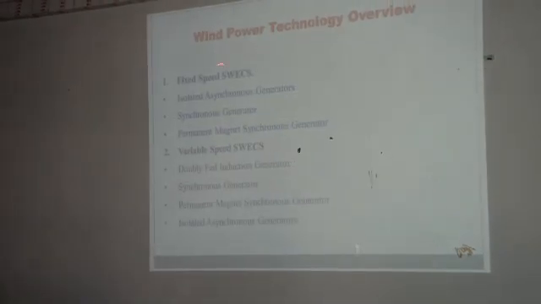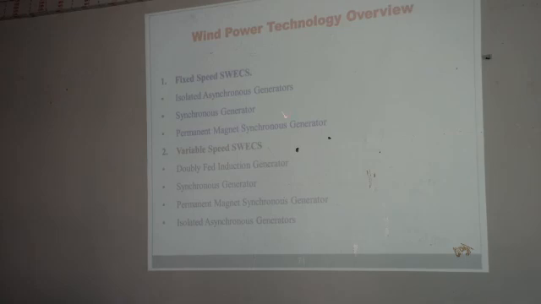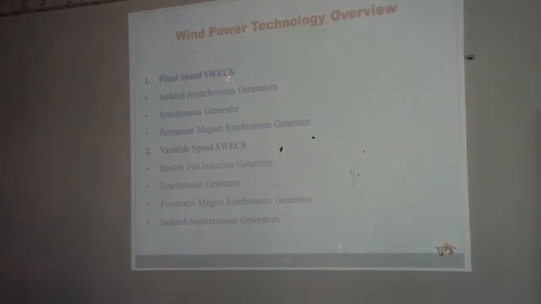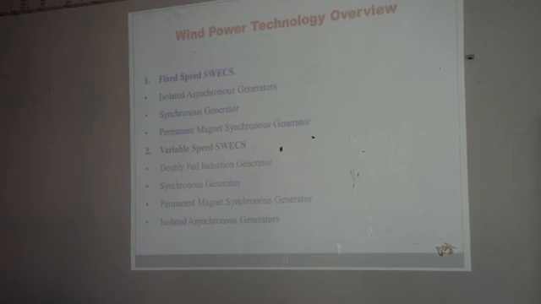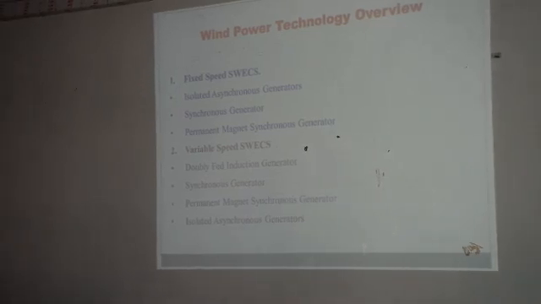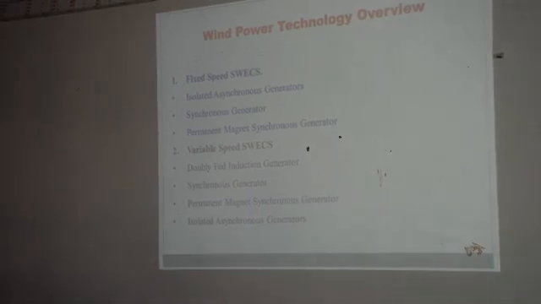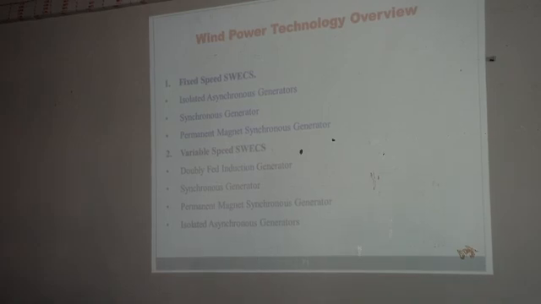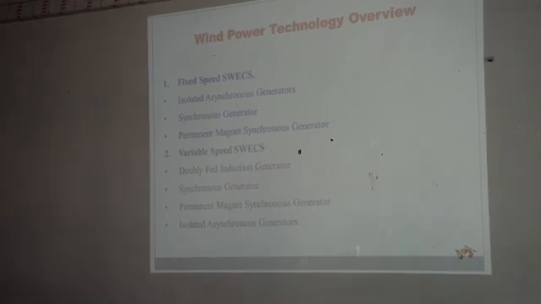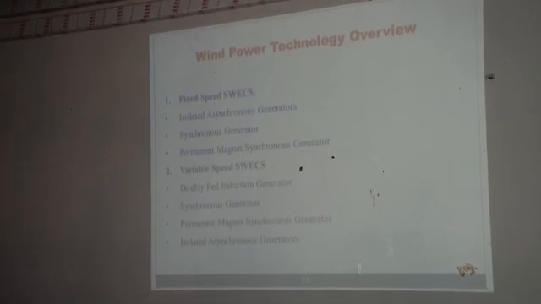So first we come to the wind power technology. These are the technologies which are available, practical technologies. We have a fixed speed wind energy conversion system and a variable speed wind energy conversion system. With fixed speed, we have certain options, like the squirrel cage induction generator, or the isolated asynchronous generator, or a synchronous generator, or a permanent magnet synchronous generator. With variable speed, we have some more options. Not only these, we can talk about some other options also.